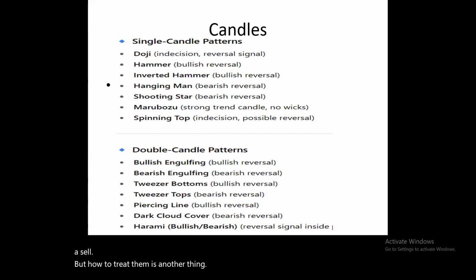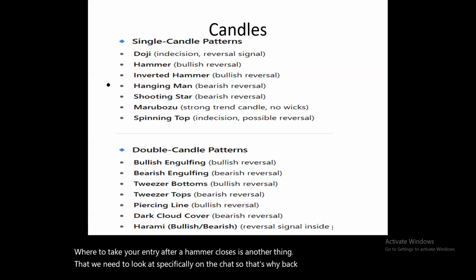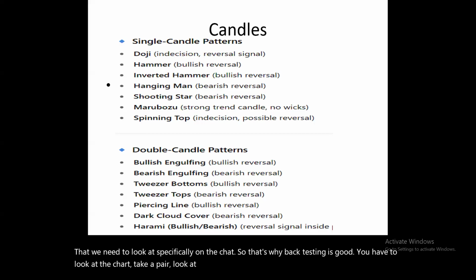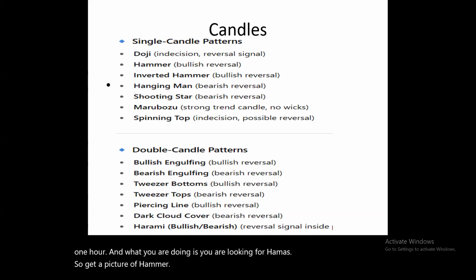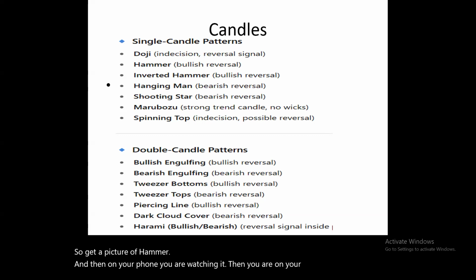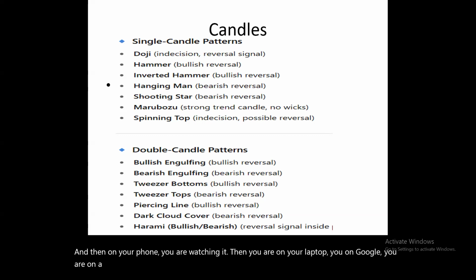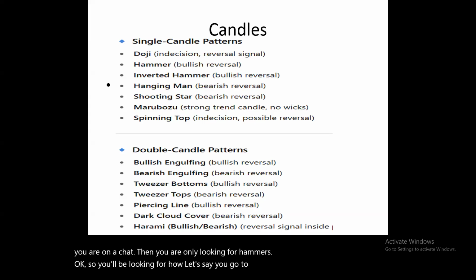Where to take your entry after a hammer closes is another thing that we need to look at specifically on the chart. So that's why backtesting is good. You have to look at the chart, take a pair, let's say the 4 hour time frame or daily time frame or 1 hour. And what you are doing is you are looking for hammers. So get a picture of a hammer, then on your laptop you are on a chart, and you are only looking for hammers. Let's say you go to gold, you're only looking for hammers.